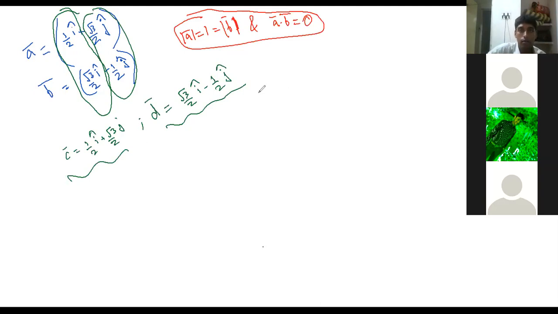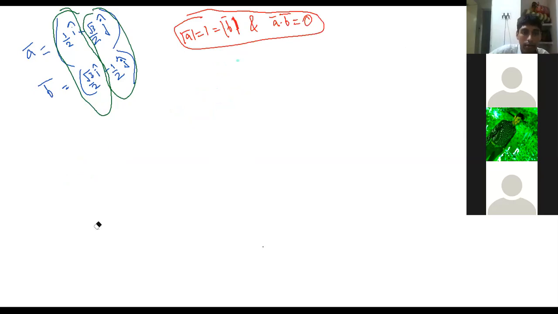So again, you'll see that mod of C and mod of D both are 1, and dot product of C and D is also 0. Okay? Is this point okay? All of you are silent. I wanted to show that in any direction you go, you'll get the same conclusion. Okay, wait, maybe we'll do one more example.